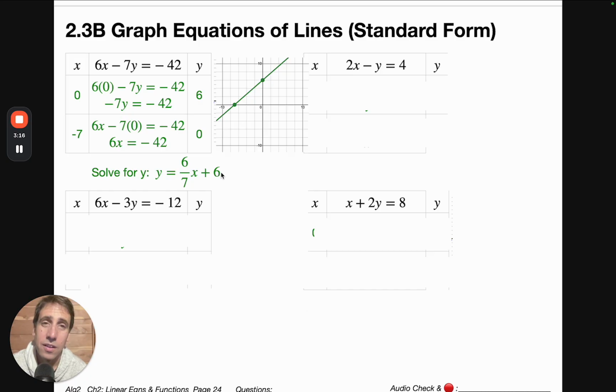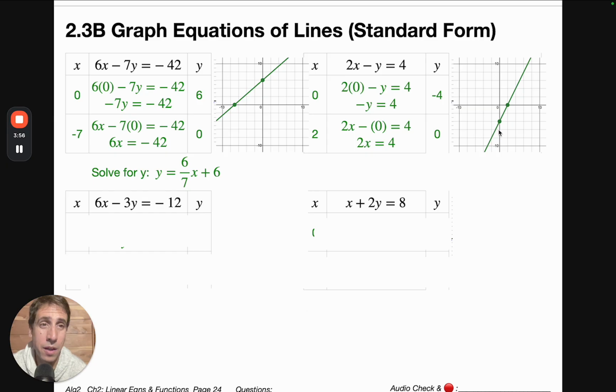Graph this. Let's do another 0-0 table. Plug 0 for x, and then 2 times 0 is 0, minus y is equal to 4. Then you get negative y is equal to 4. Divide both sides by negative 1, and this turns into negative 4. Again, here's the sneaky part. Don't plug in a number for x. Plug in a number for y over here. If 0 is y, then you get 2x minus something that drops out. You get 2x equals 4. Divide both sides by 2, and you get 2.